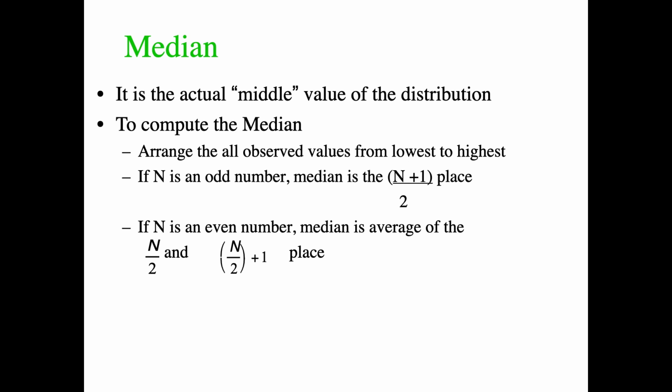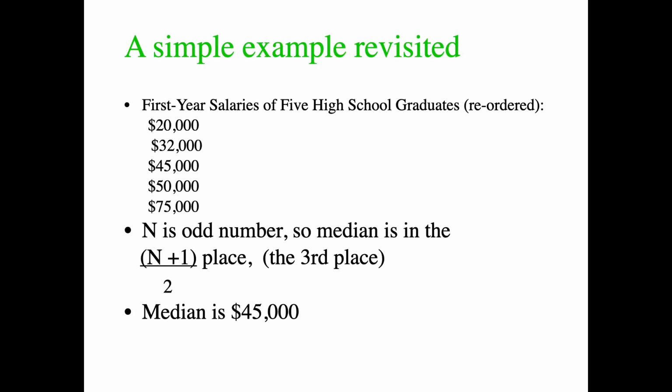So if I go back now and just take my simple example and look at the medians, for the first one, we had 5 high school graduates. So the n here is an odd number. So that means that the median is 5 plus 1, that's 6, over 2. That's the 3rd place. So I count down from the lowest to the highest, 20, 32, 45. There it is. The middle one is the 45,000. So that means that the median income in this sample is 45,000.